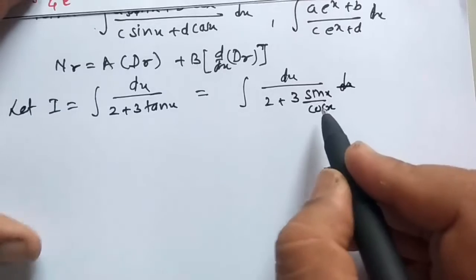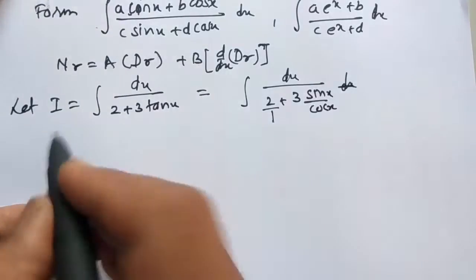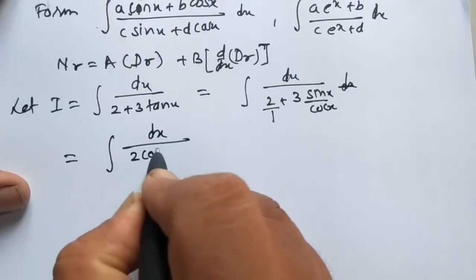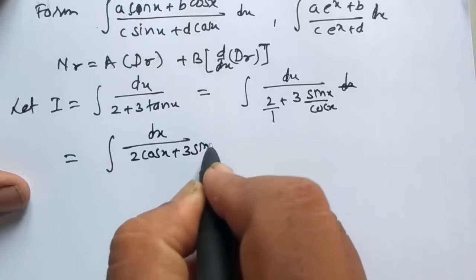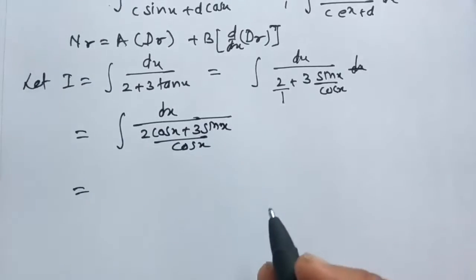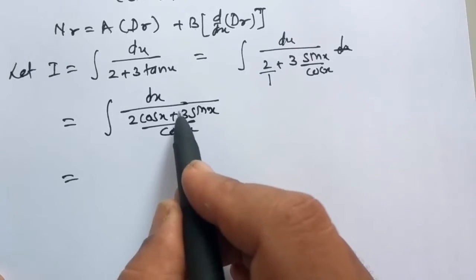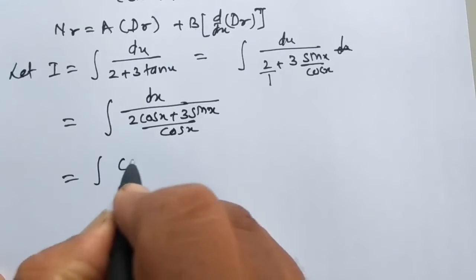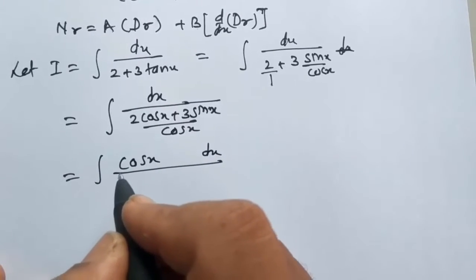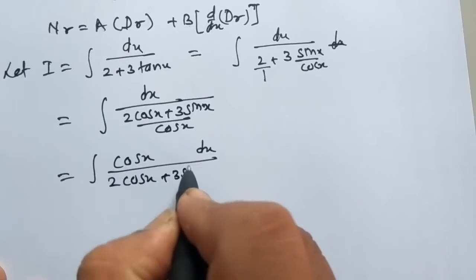Here dx is there. So here the LCM is cos x, so we multiply by cos x. It is equal to the integration of dx upon (2 cos x plus 3 sin x) upon cos x. So this is equal to, cos x is the denominator of the denominator, so it becomes the numerator: integration of cos x dx upon 2 cos x plus 3 sin x.